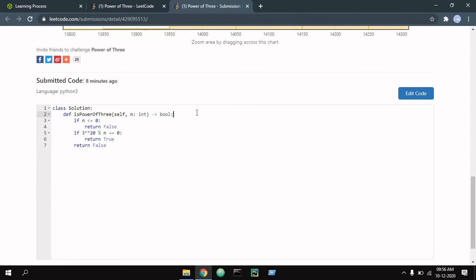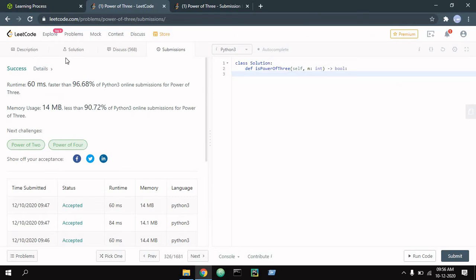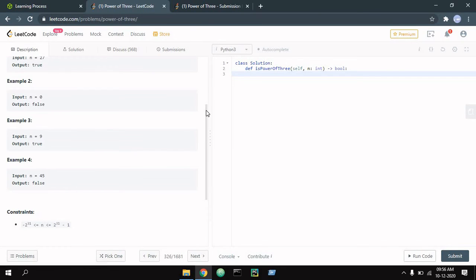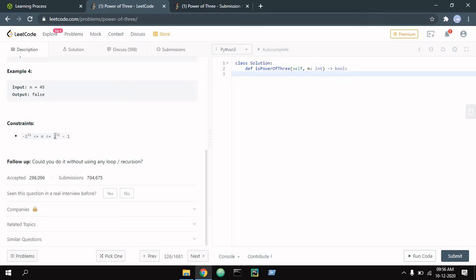If a number is a power of something, then it will divide the greater power of that number. Like if you have 9, then it will divide 27 and the remainder will be 0. So I am taking the highest power of 3, or assuming that the highest power of 3 is 3 raised to 20, as in the constraints we are given that n cannot be greater than 2 to the power 31.